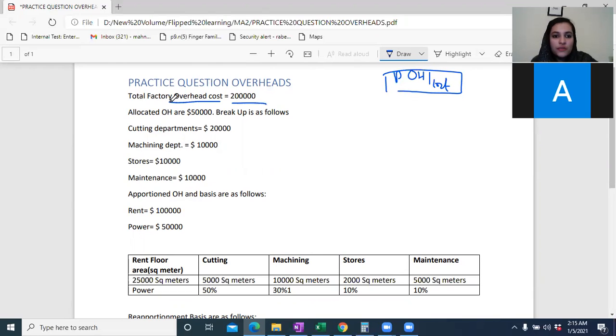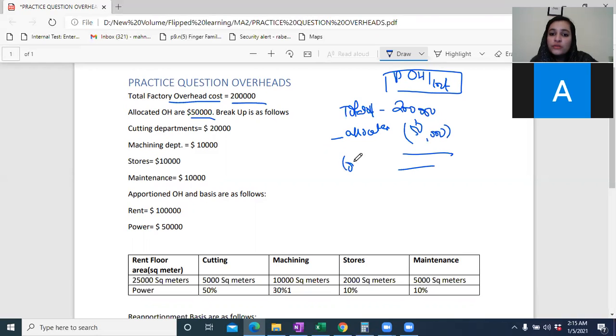So I started from the total factory overhead cost, which was 2 lakh. However, allocated overheads were 50,000. So 2 lakh was the total overhead cost, and if you subtract the allocated cost of 50,000, what is the rest of the cost? The rest of the cost would be a common cost. So the common cost was 1 lakh 50,000.